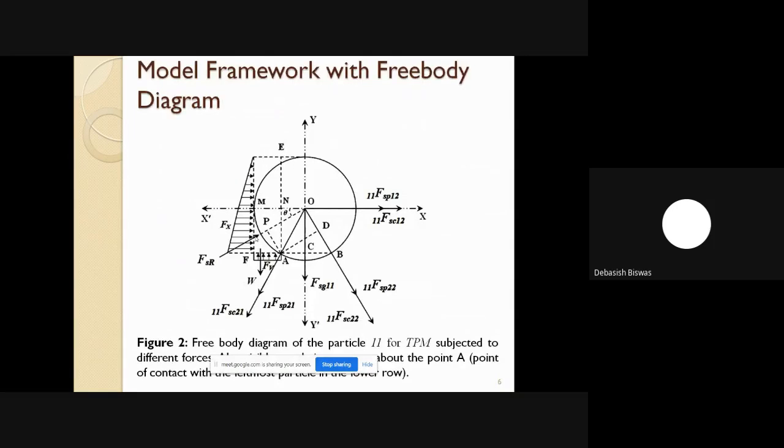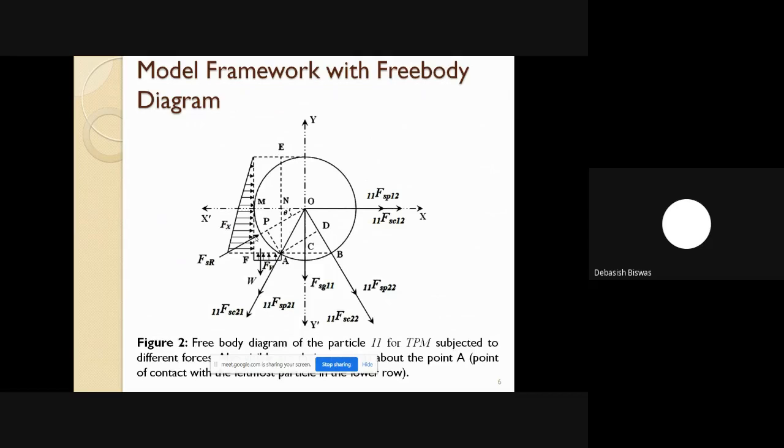Here, all the forces which are acting on the particle have been considered. The FSP denotes the pore pressure force, FSC denotes the cohesive force, FSG denotes the weight of the sediment particle, and FSR is the resultant hydrostatic force which is acting on the particle.